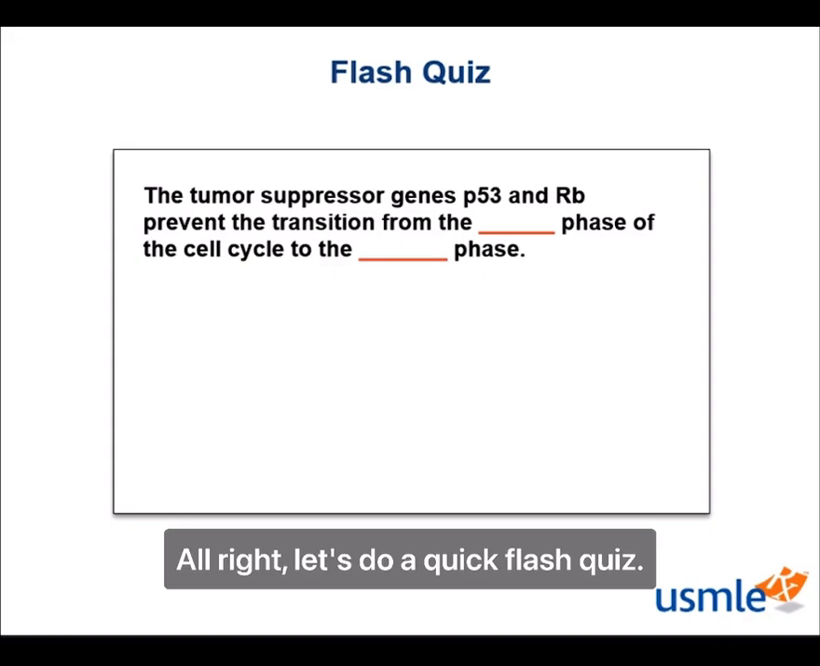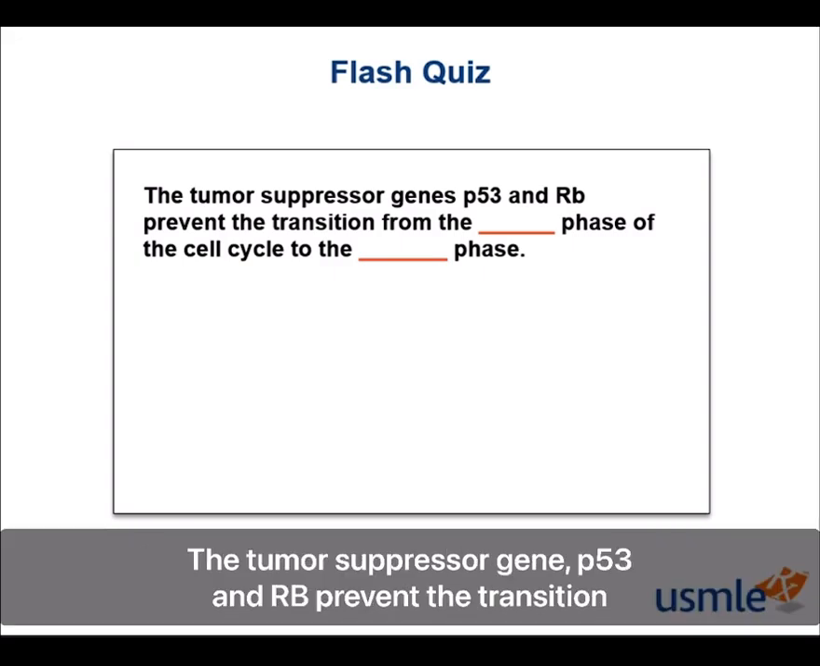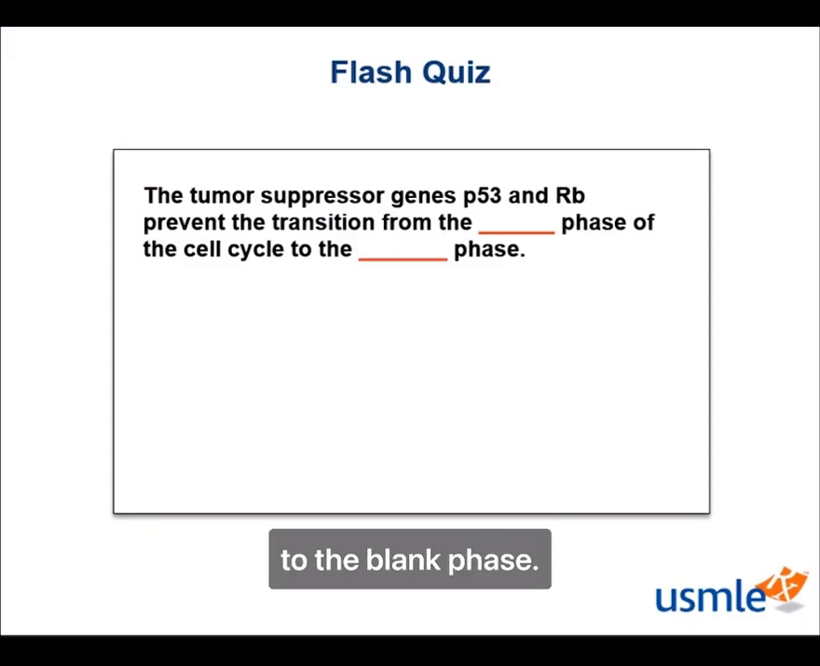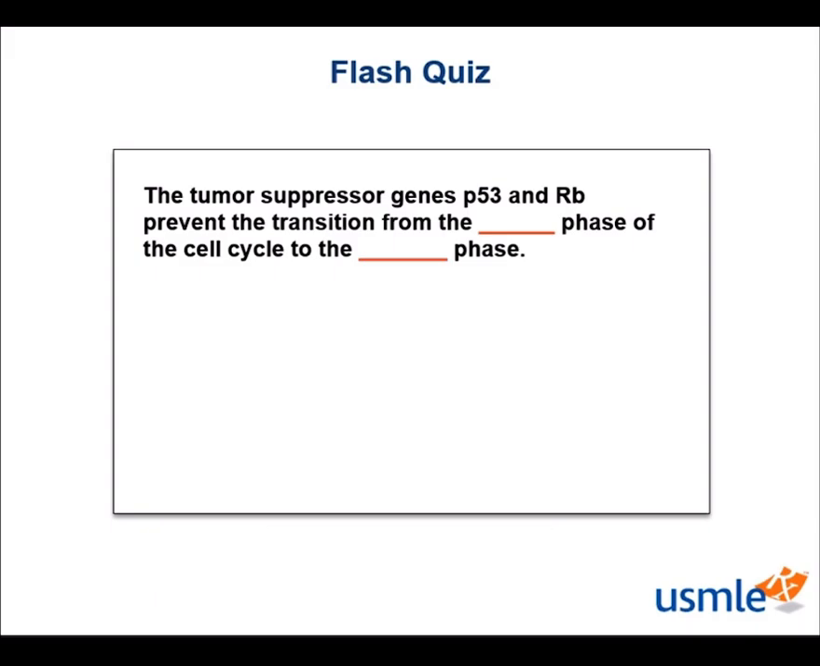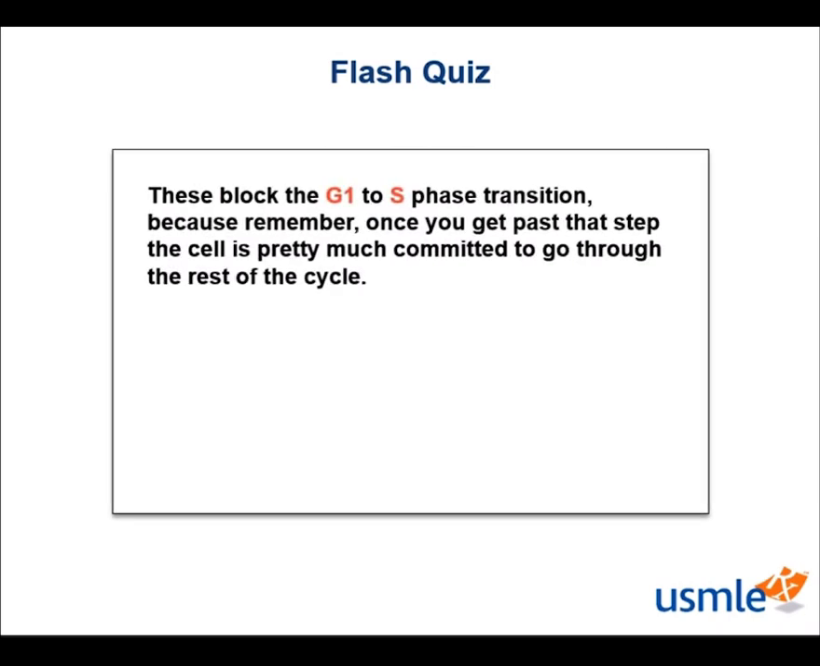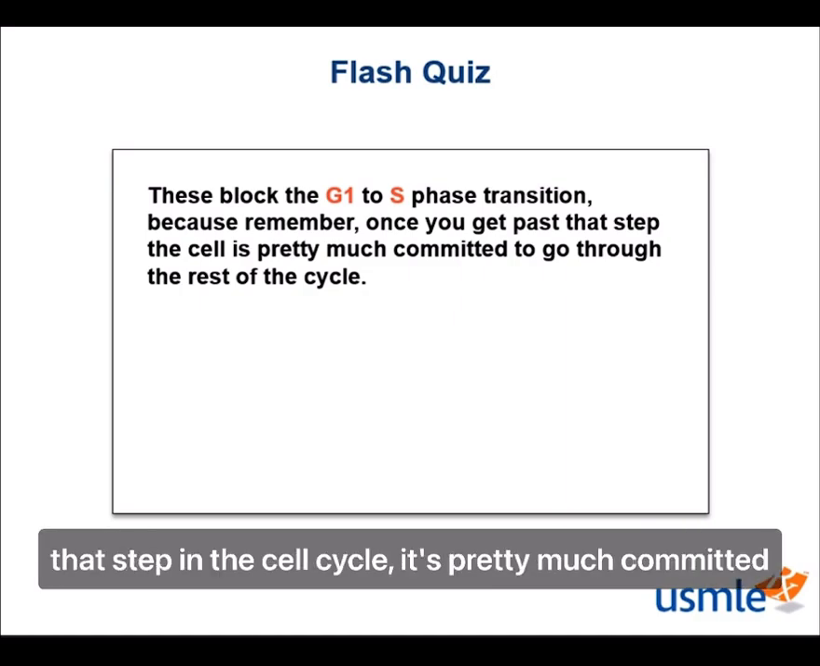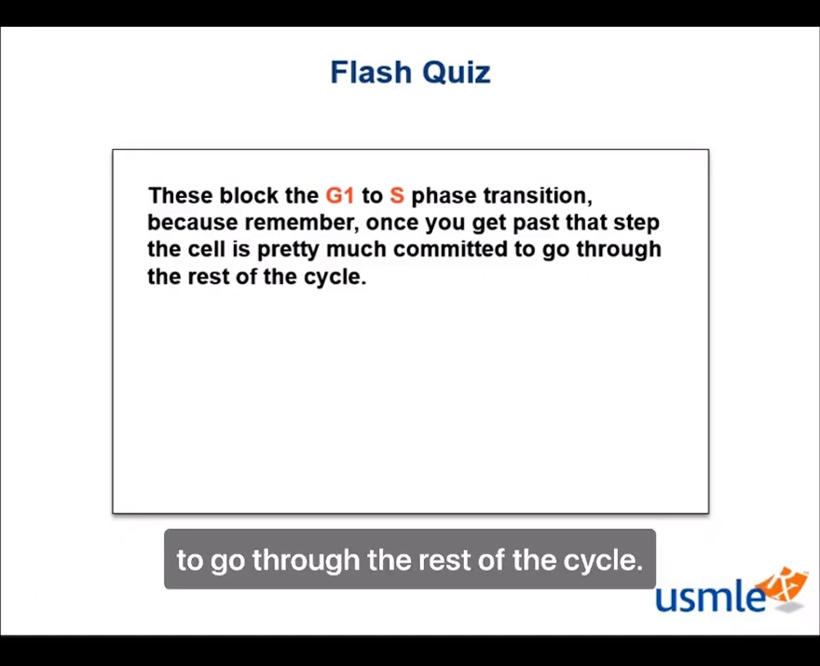Alright, let's do a quick flash quiz. The tumor suppressor gene P53 and RB prevent the transition from the blank phase of a cell cycle to the blank phase. These block the G1 to S phase transition because remember, once you get past that step in the cell cycle, it's pretty much committed to go through the rest of the cycle.